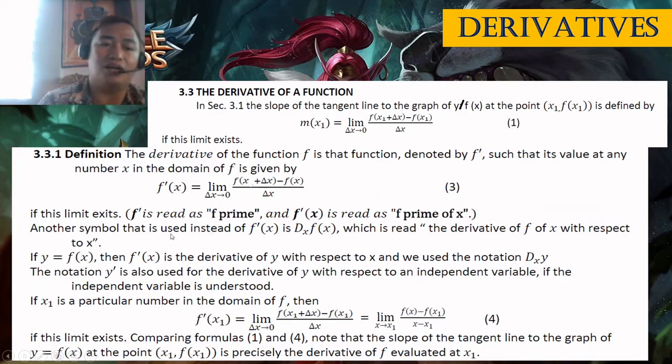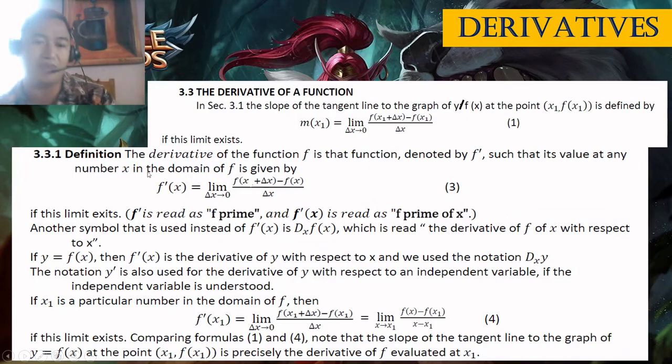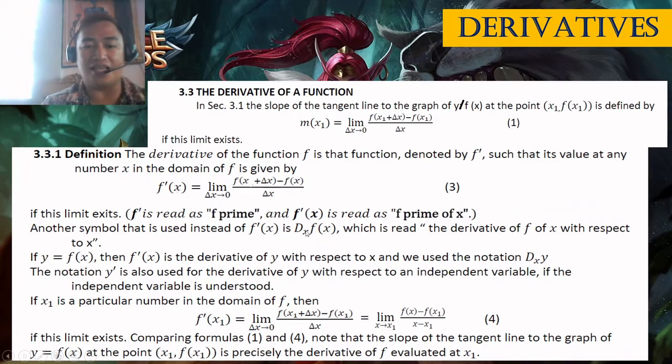Another symbol that is used instead of f prime of x is D sub x of f of x. So it can be replaced like this: capital D sub x of f of x. It is read as the derivative of f of x with respect to x. The x here is the one at the bottom.